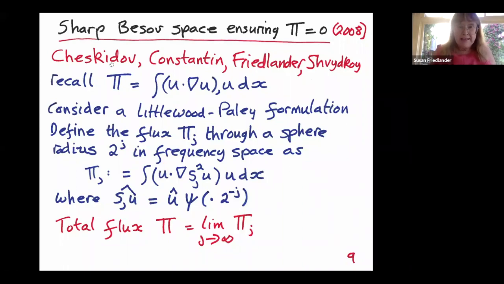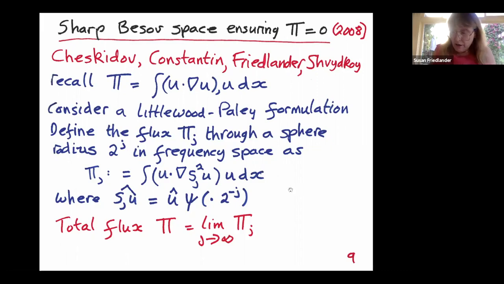Again, recall what pi is: the energy flux term coming from the nonlinearity in the Euler equation. We considered a Littlewood-Paley formulation for this expression, defining the flux pi sub j through a sphere of radius 2^j in frequency space as this expression, where S_j is the smoothing function defined in wave number space via a smooth cutoff function, cutoff in shells of radius 2^j. With this definition, the total flux in our fluid will be the limit as j goes to infinity of pi sub j.